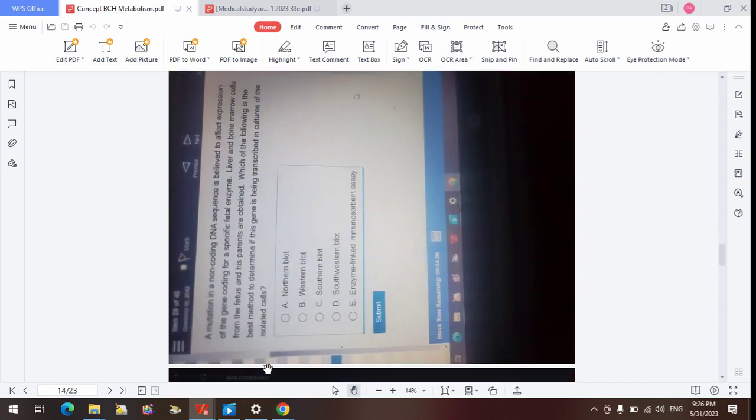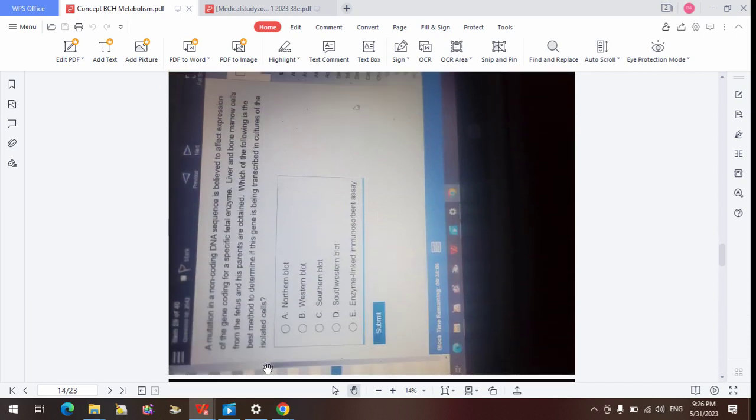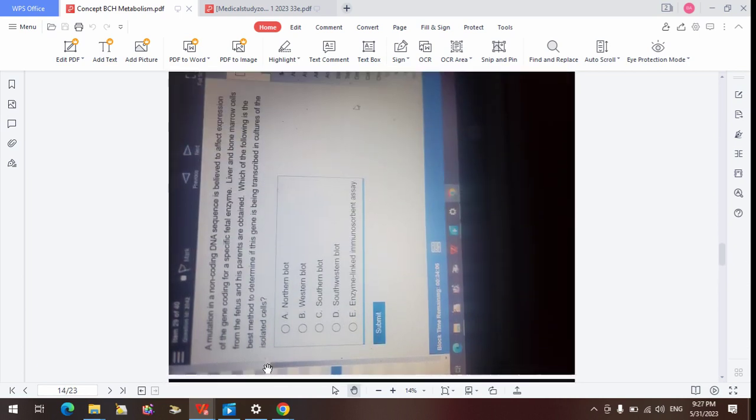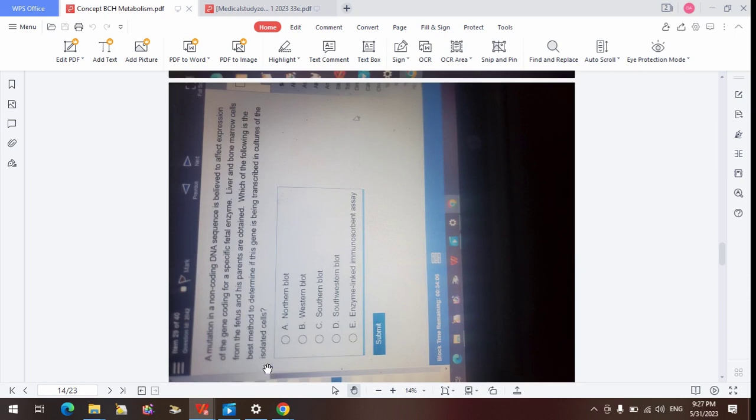Okay, guys, I'm not going to call anybody for this because the screen is not well displayed. So I'm going to read it, and we are just going to mention the answer. A mutation in a non-coding DNA sequence is believed to affect expression of the gene coding for a specific fetal enzyme. Liver and bone marrow cells from the fetus and its parent are obtained. Which of the following is the best method to determine if this gene, that is the gene coding for that fetal enzyme, is transcribed in cultures of the isolated cells? So what test are we going to do to determine if that gene is transcribed?